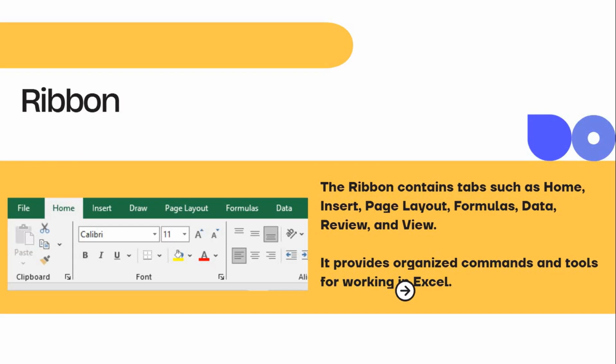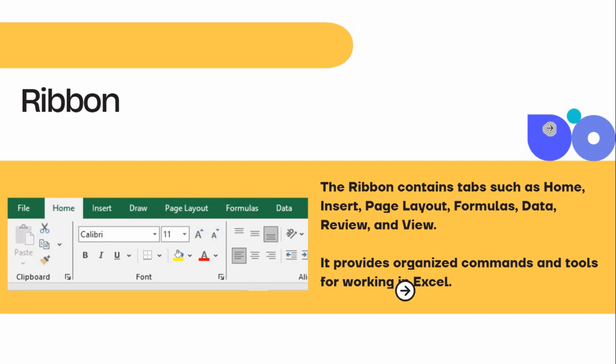So you might see in Excel there are the top level tabs that we call ribbons. In the tabs we can see home, insert, page layout, formulas, data, review and view. Here you can see some of the commands that we are providing for each task in Excel.